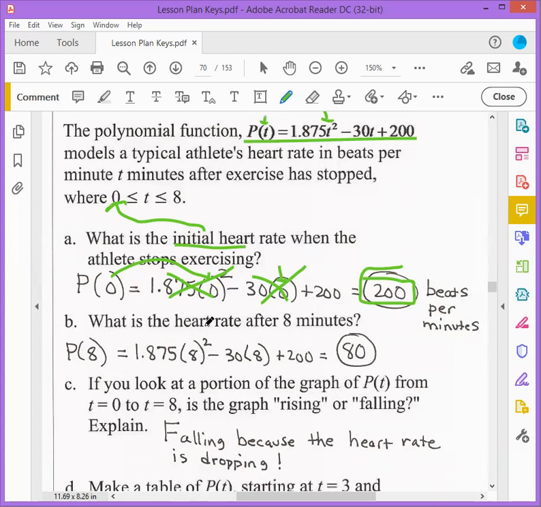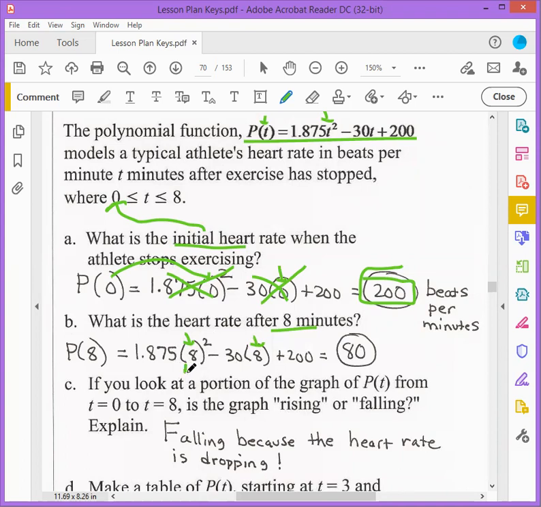Part B, what is the heart rate after 8 minutes? Now we're using the same function as before, except for now we're substituting 8 everywhere t is. And we get 1.875 times 8 to the second power minus 30 times 8 plus 200.